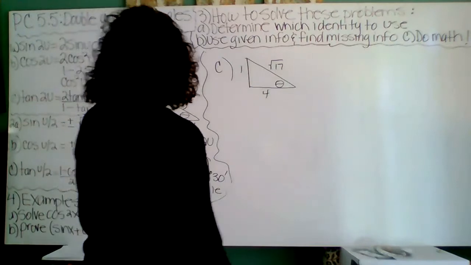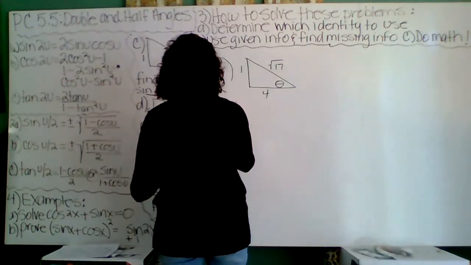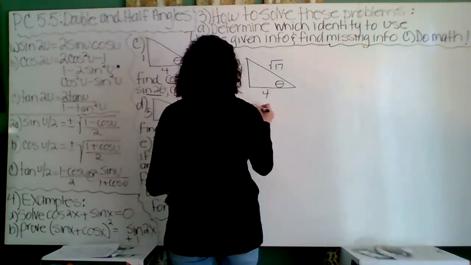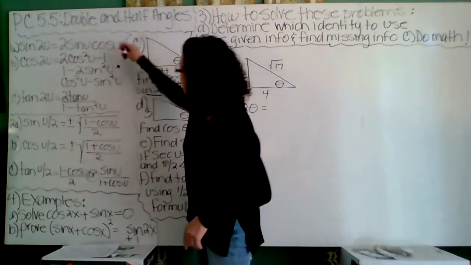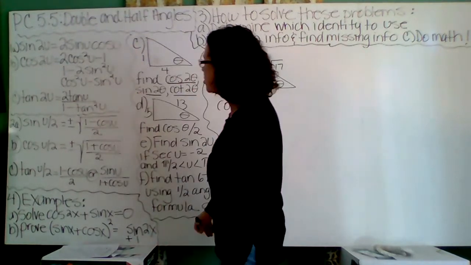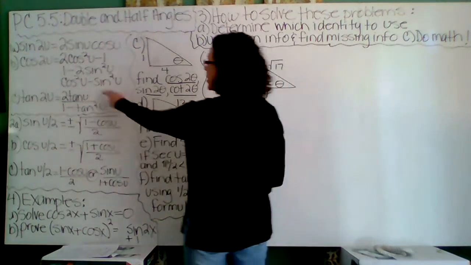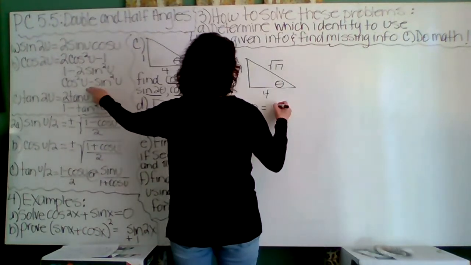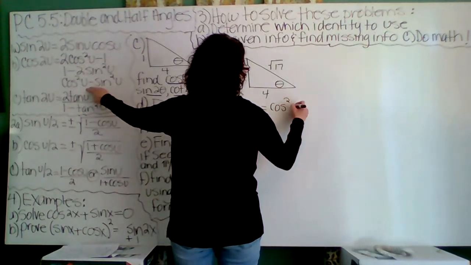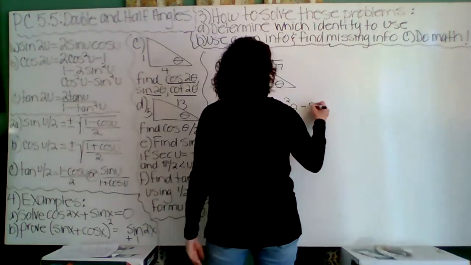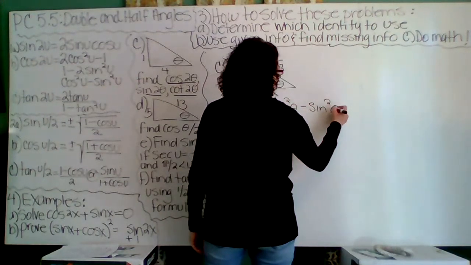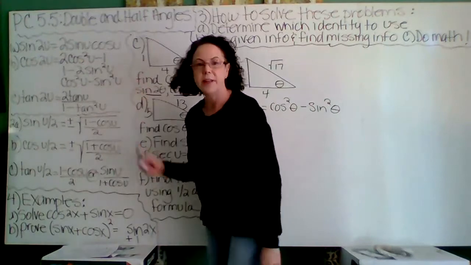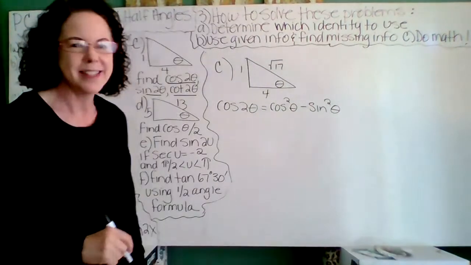The hypotenuse would be the square root of 17, right? And let's see, we want cosine of a double angle. Now, I can use any of these formulas that I wish. How about if we use the last one this time? So that would be cosine squared of theta minus sine squared of theta. Any one of these 3 that you pick will get you the same answer.